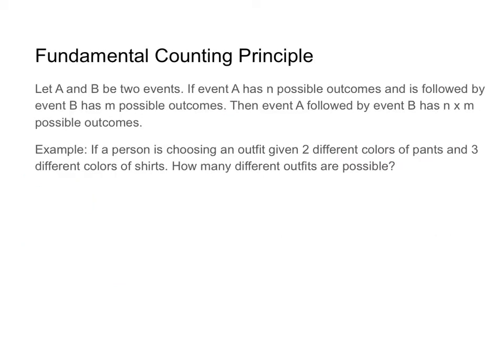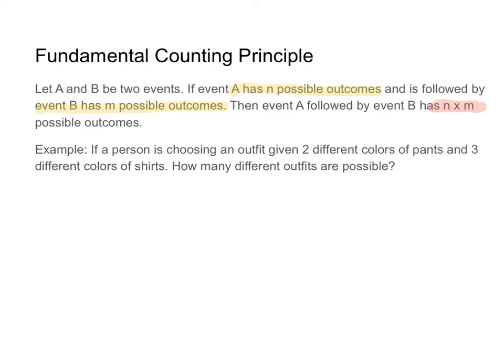So the fundamental counting principle is when you're given two events. Event A has n possible outcomes, and it's followed by event B, and that has m possible outcomes. How you solve that is you take the outcomes in A times the outcomes in B. And so we're going to do this as an example here. If a person is choosing an outfit given 2 different colors of pants and 3 different colors of shirts, how many different outfits are possible?